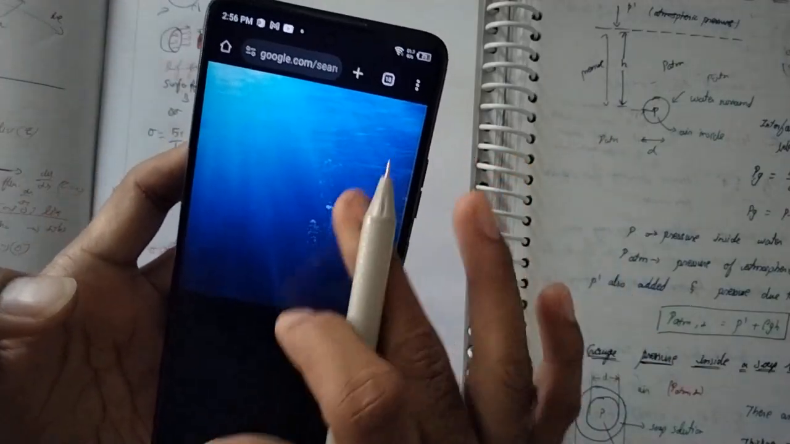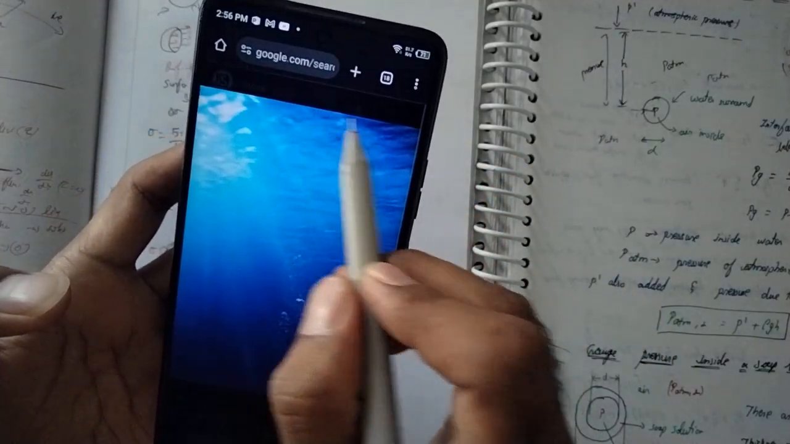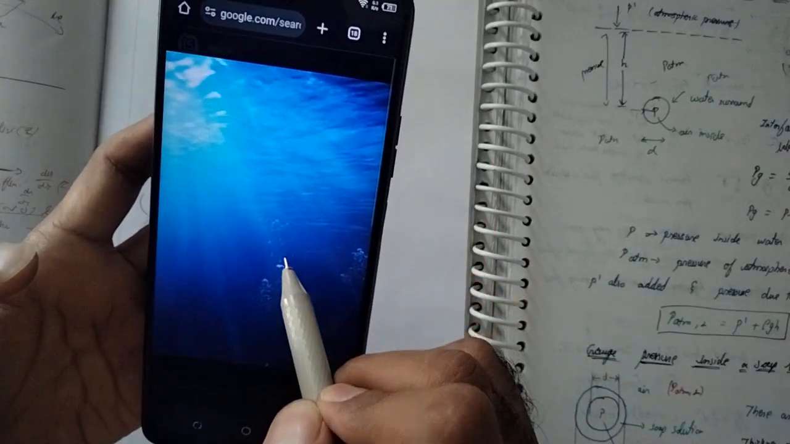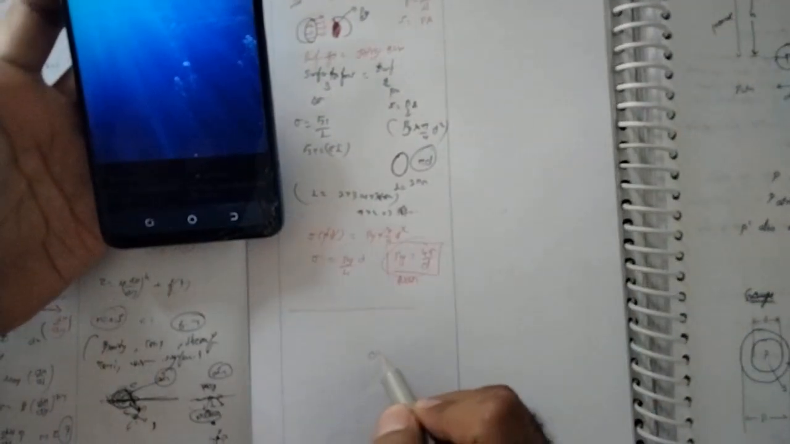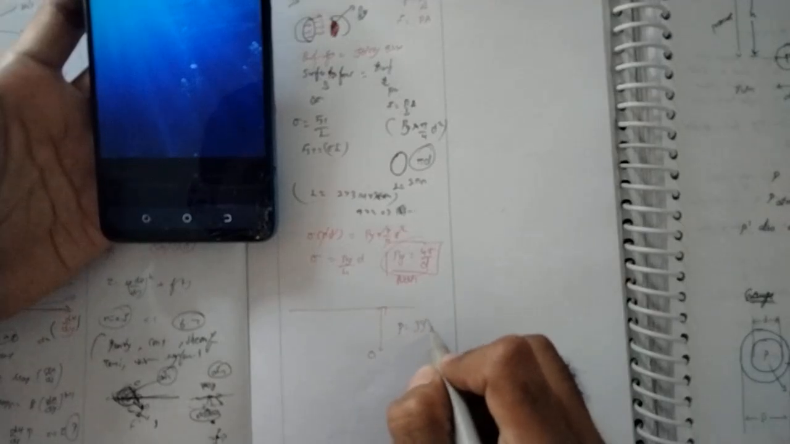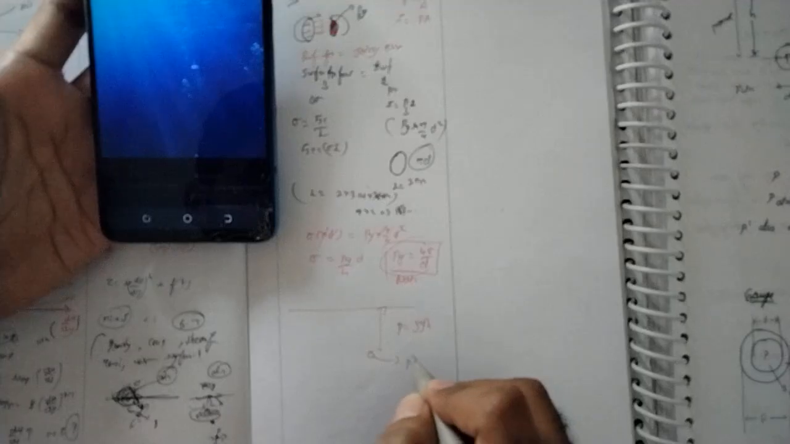Okay, the bubble is there. So what we are just doing is, from here, let me mention the surface, it means the surface is here, and from there to here we are just going to come. So here the pressure will be pressure equal to rho gh, and simultaneously P dash.